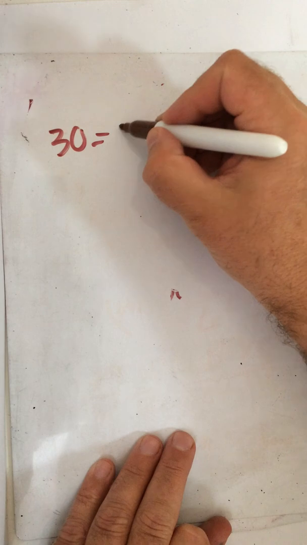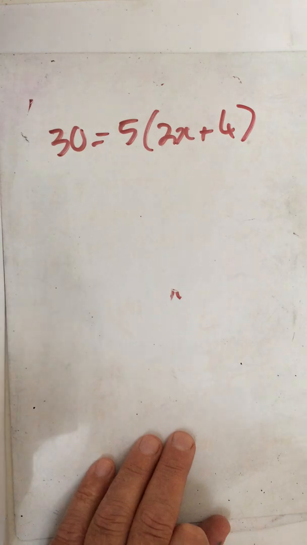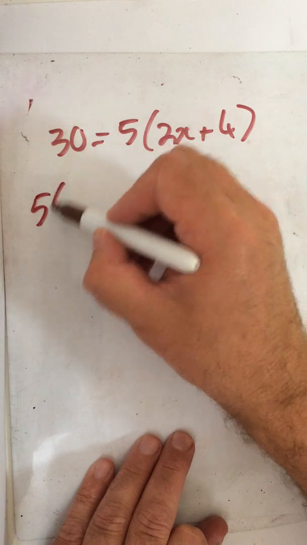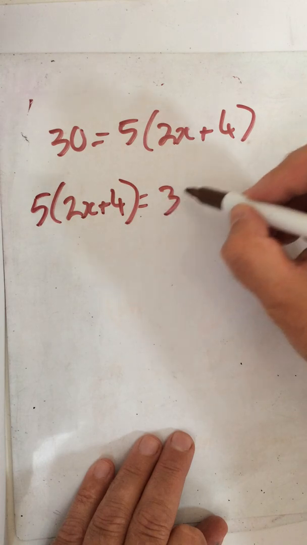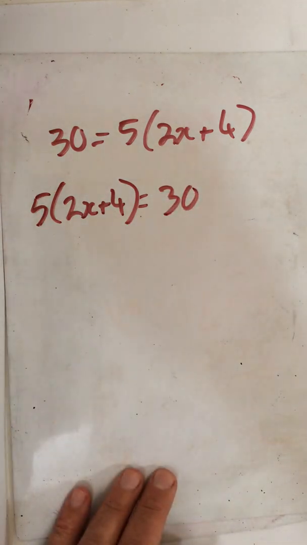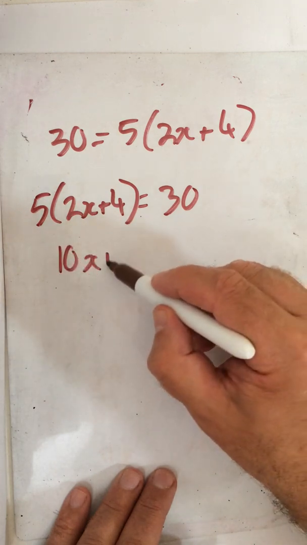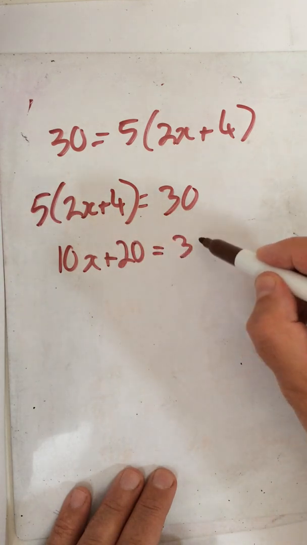So let's look at one where it's 30 is equal to 5 brackets 2x plus 4. I'm just going to swap them around. It doesn't matter which side of the equal sign I start with, so 5 brackets 2x plus 4 equals 30. First thing I'm going to do is expand the brackets. 5 times 2x, 10x, plus 5 times 4, 20, is equal to 30.